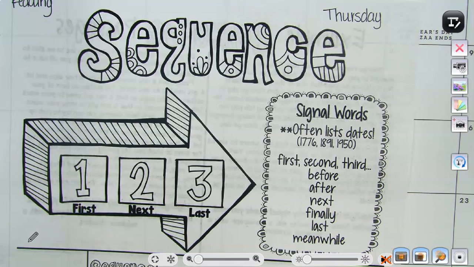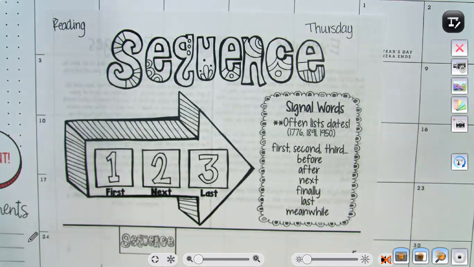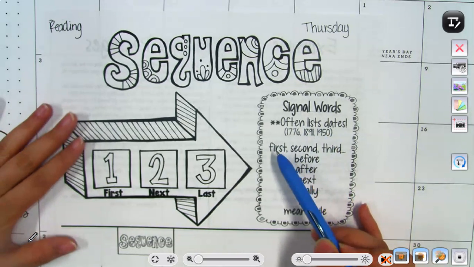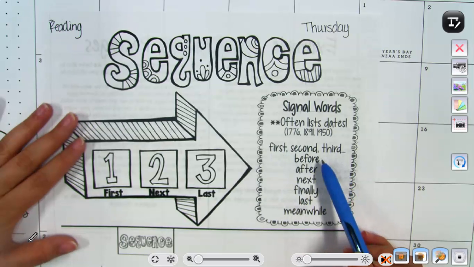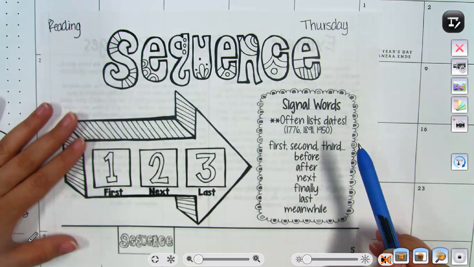Hey guys, so we are now doing the example passage for sequence. And remember, sequence is the order of events, or the process of how something is made, or the order of how something is done. And our signal words to help us identify if what we are reading is sequence text structure are if there are any dates, a list of dates, or if you see the words first, second, third, before, after, next, finally, last, meanwhile. Okay, so these are going to be some clue words in your reading that will help you identify if you are reading a sequence text structure.